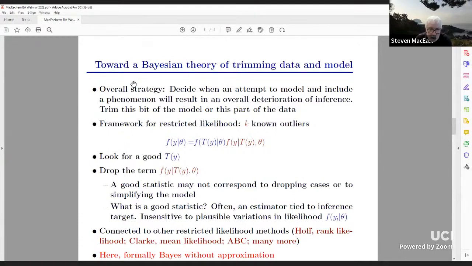But here, formally, what we're going to do is, once we've chosen T of Y, we're going to be exactly Bayes. The goal is to have no approximation, although when we fit models with MCMC, there's always the MCMC approximation, which is part of it. So this is really what our paradigm is, what we're going to go after.